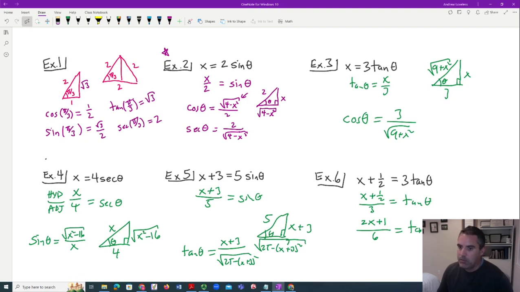That's opposite adjacent. You would solve for the other side, which is going to be the square root of 6 squared plus 2x plus 1 squared. And then you can get any of the other trig functions you want. For example, cosine of theta would be 6 over this mess, which I don't want to write. That's it. That's the triangle trick.